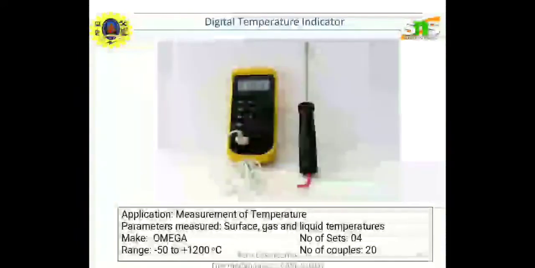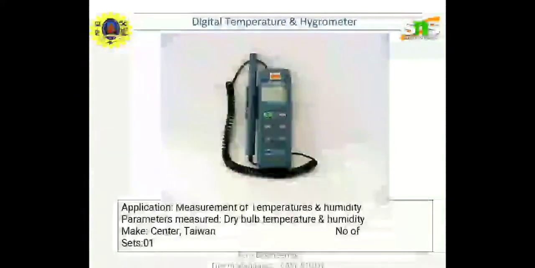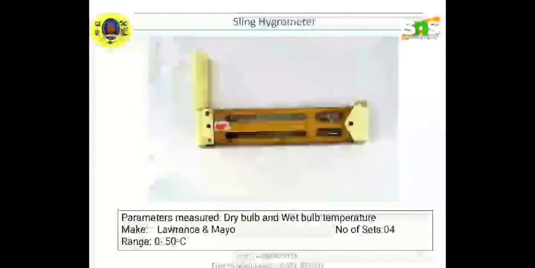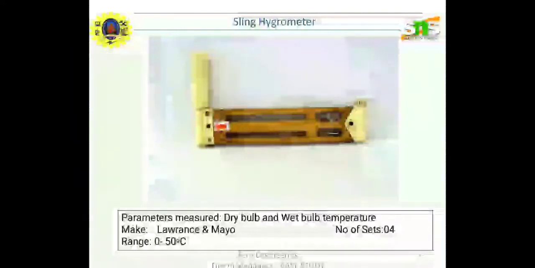It's a digital temperature indicator. It's used for measuring temperature, and the range is minus 50 to 1200 degrees Celsius. It's a digital temperature and hygrometer. It measures dry bulb temperature and humidity, and it's made in Taiwan. Then the sling hygrometer is used to measure dry bulb and wet bulb temperature. Range is 0 to 50 degrees Celsius.